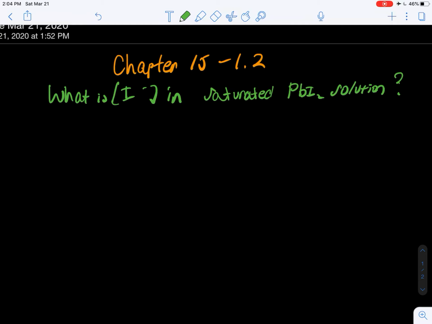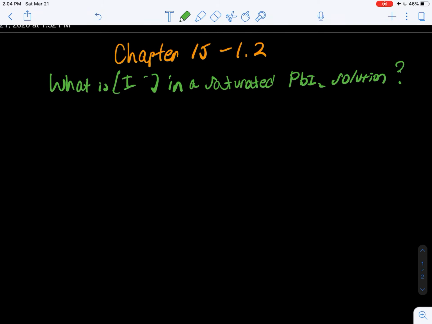All right, this is chapter 15, lecture 1 still. We're on part 2. The lecture guide says, what is the iodide concentration in a saturated lead-2 iodide solution? And so the first step here is to write out the chemistry.